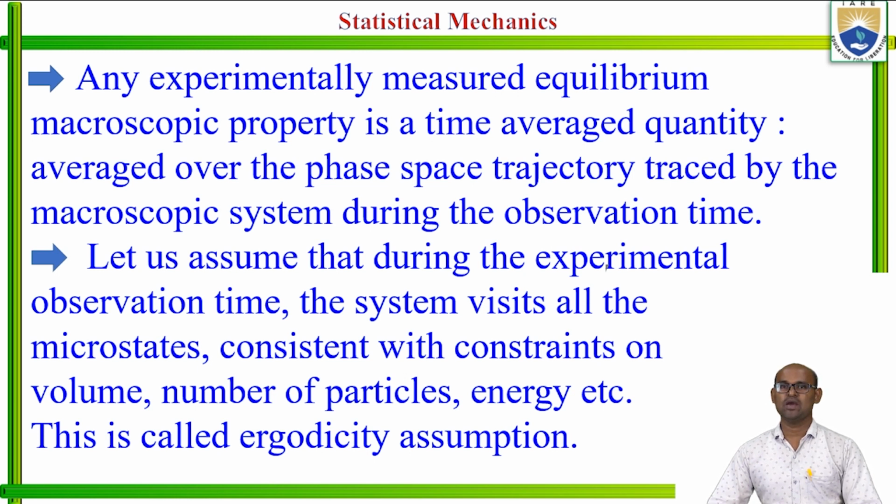So this time average is nothing but the average over the phase-space trajectory traced by the macroscopic system during the observation time. So how do we understand this? In classical mechanics, we represent the system by a point in a 6N-dimensional space, and as time proceeds, this point traces a trajectory, and you take the average over this phase-space trajectory to obtain any macroscopic property to compare with the experiment.